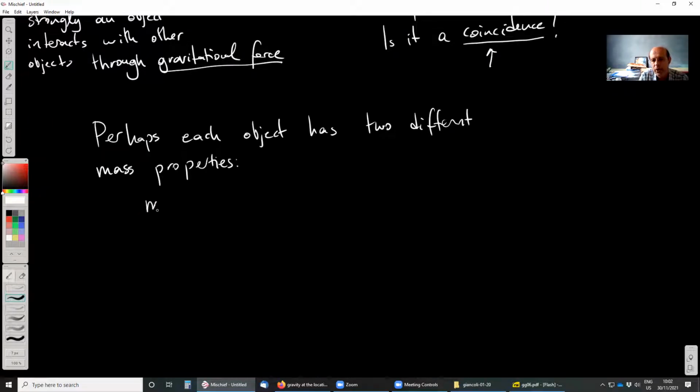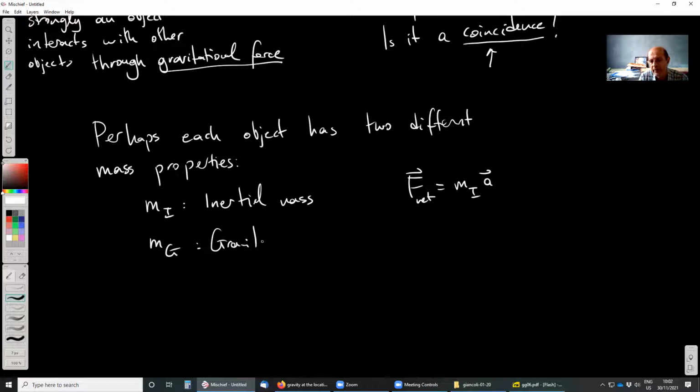Okay, so one is called the inertial mass. I'm going to show it like this. So that's called inertial mass. This is the one that appears in Newton's second law. That's F net, right? And the other one is called the gravitational mass. And this appears in Newton's law of gravity.